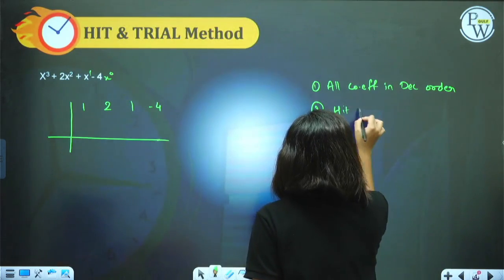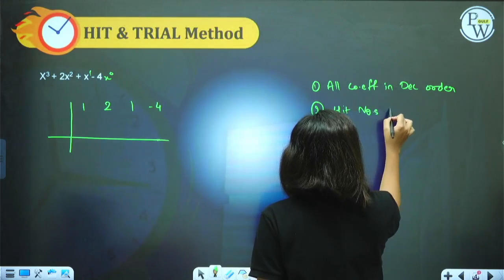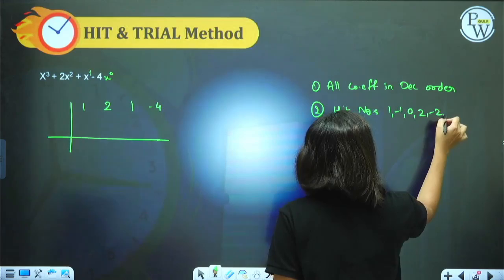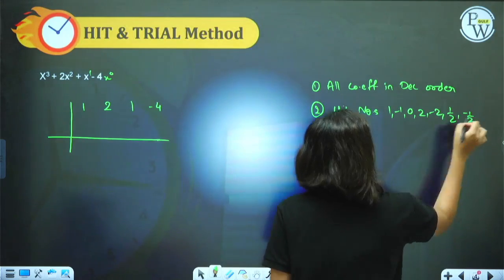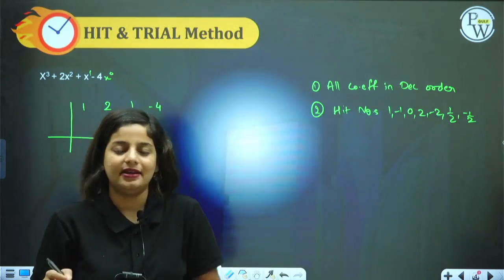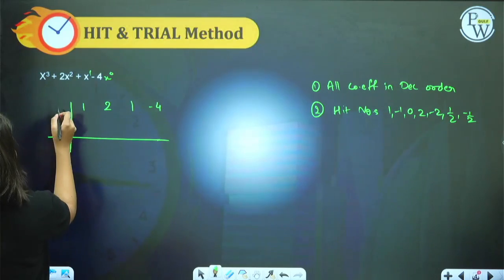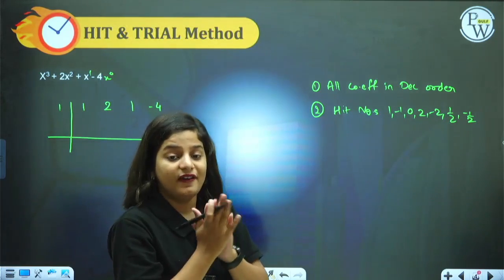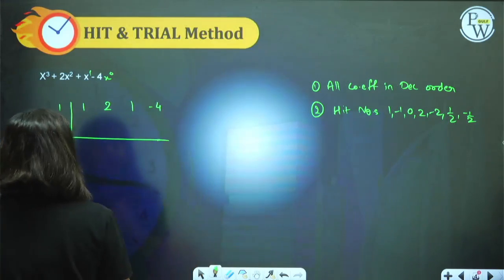Hit numbers like 1, -1, 0, 2, -2, half, -half. Generally, within these numbers you will get the answer. So let's hit with 1 first. I'm trying whether 1 is a factor or not, whether 1 will give me the answer or not.